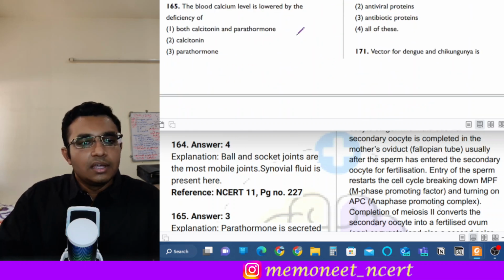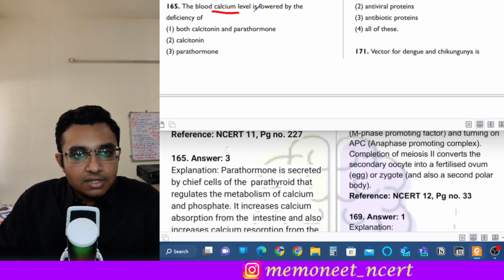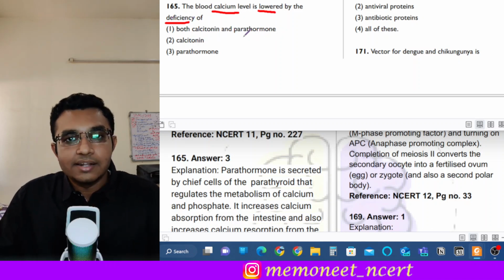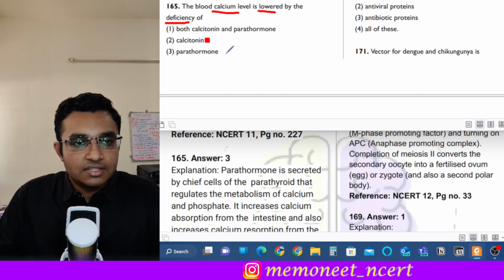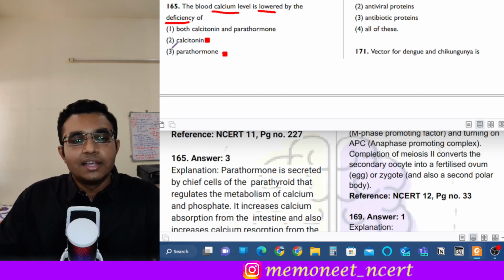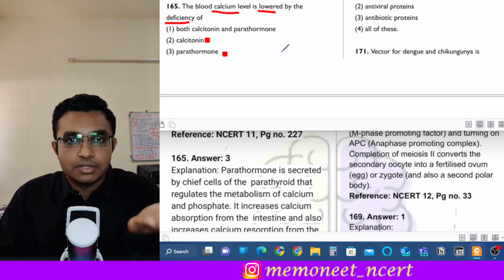The next question is question 165. The blood calcium level is lowered by the deficiency of. Now see, what are the hormones which control the calcium level of our blood? They are calcitonin and the parathormone, which is released by the parathyroid gland. The parathormone function is to increase the blood calcium level, right?